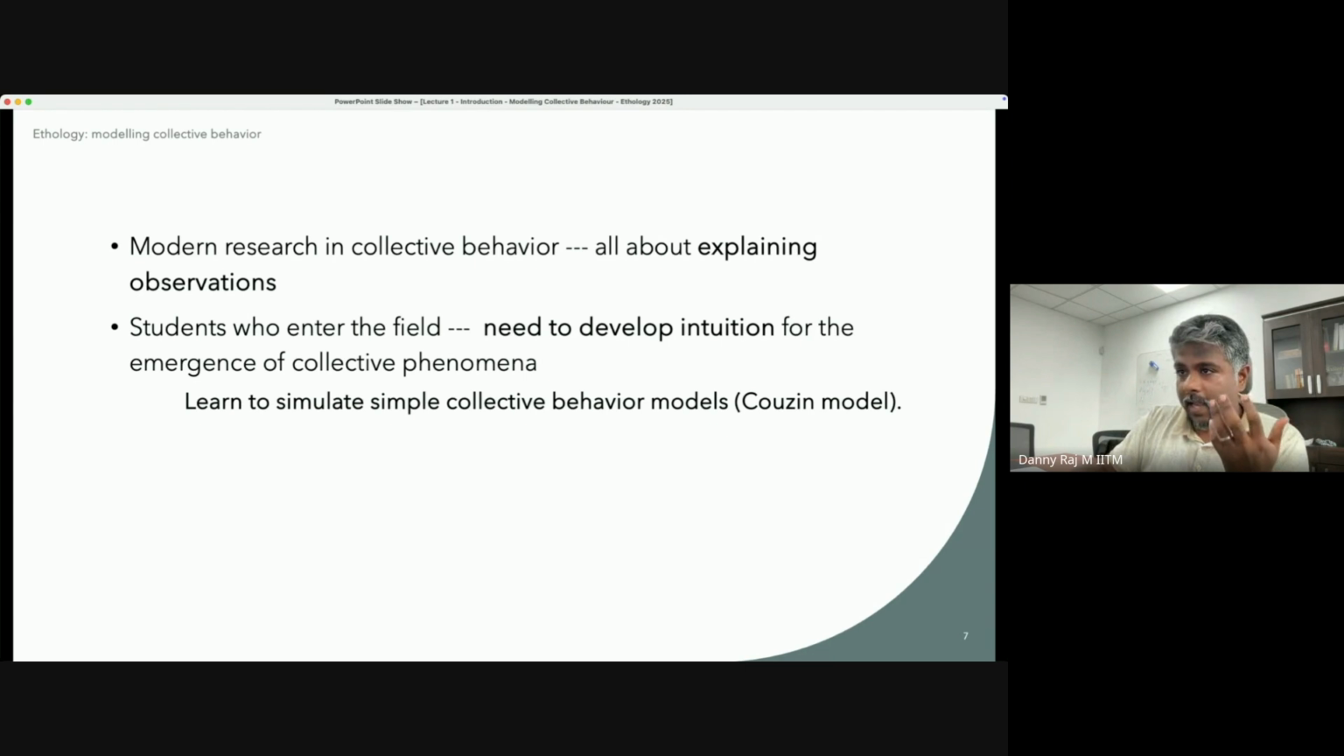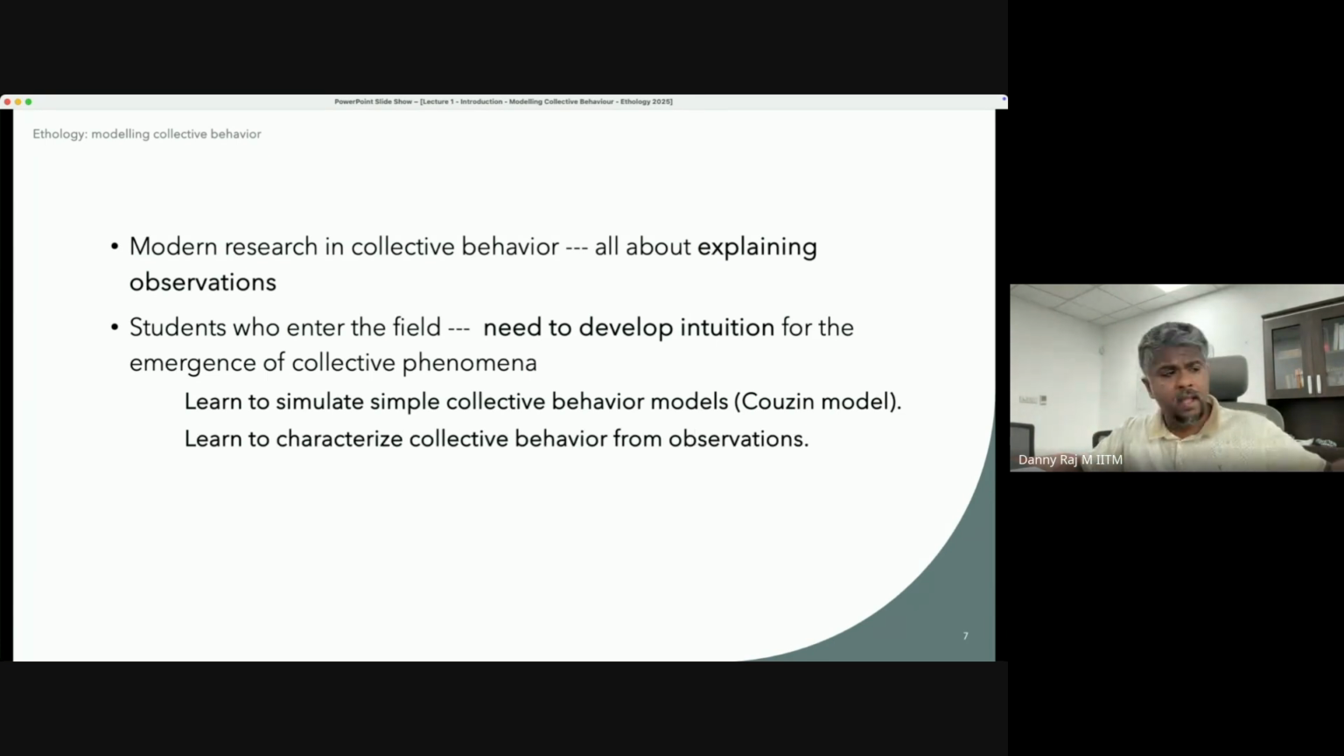To really do that, you need to do two things at least. One is start by simulating simple behavioral models that are already there, not with the aim of using that model to explain a behavior, but with the aim to study these systems, to study emergence, to study how agent-based models can be put together and so on. And you also need to be able to characterize the collective behavior from observation. So how do you make meaningful sense from data?